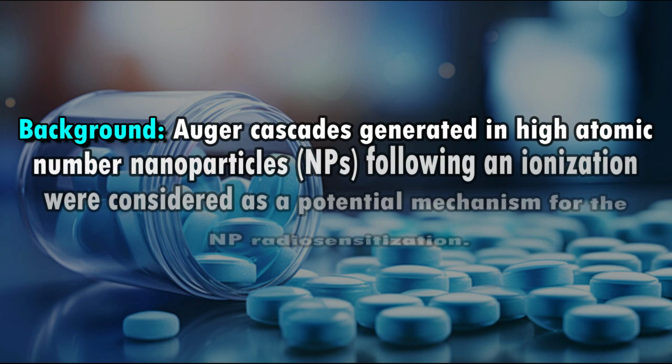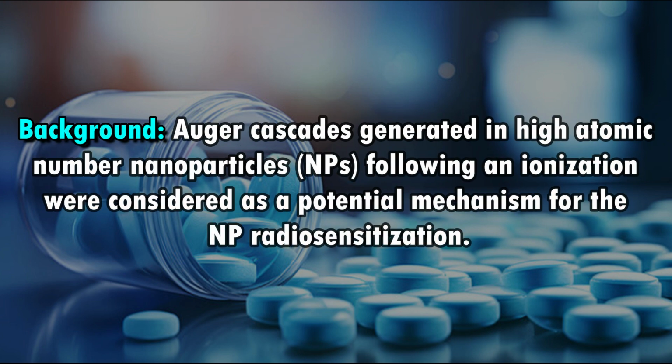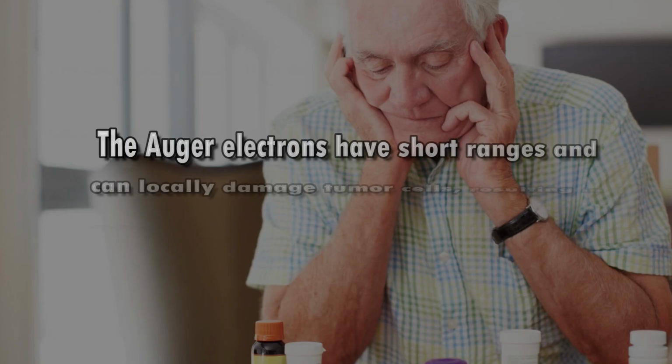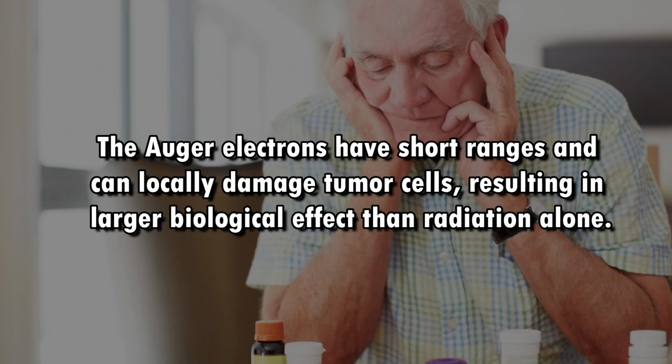Background: Auger cascades generated in high atomic number nanoparticles, NPs, following an ionization were considered as a potential mechanism for the NP radiosensitization. The Auger electrons have short ranges and can locally damage tumor cells, resulting in larger biological effect than radiation alone.